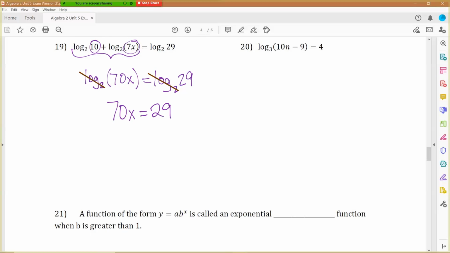Now I have 70x equals 29. I'm going to get x by itself by dividing by 70. And I'm just going to leave my answer as a fraction. 29 over 70.